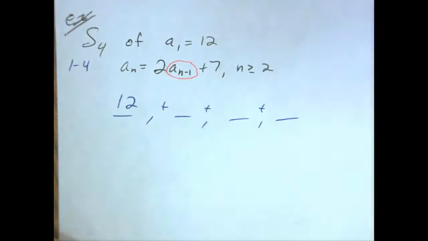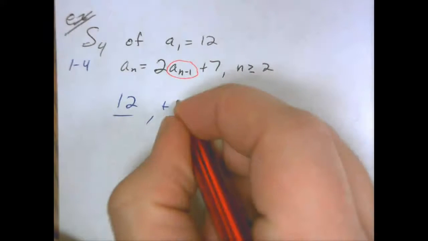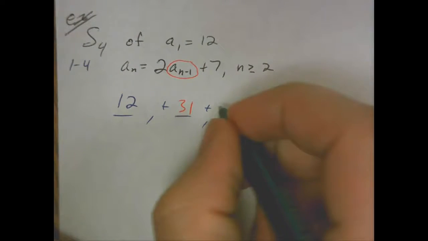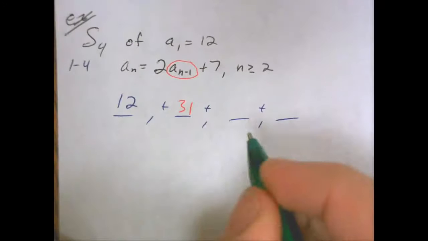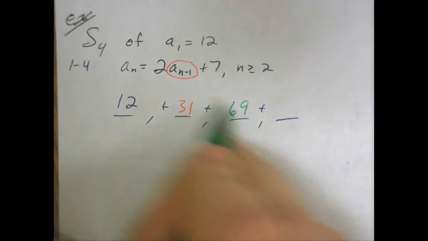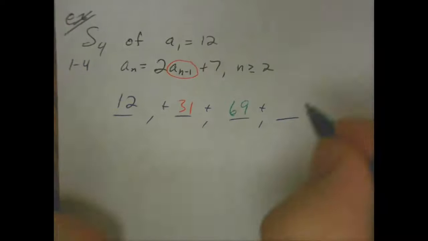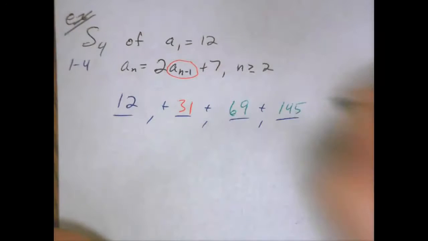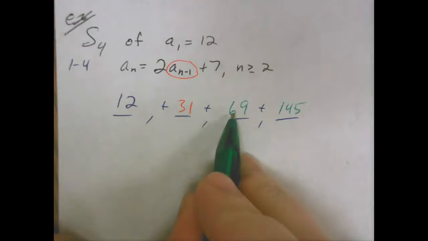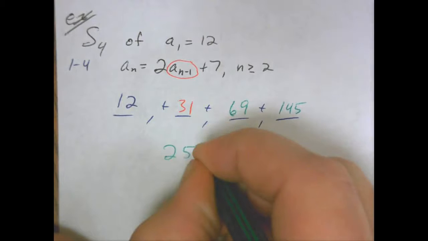If all that says is take your previous term, you have 2 times 12 is 24, plus 7 is 31. 2 times 31 is 62, plus 7 is 69. And then 69 times 2 is 138, plus 7 is 145. It's not that hard. So then just add those numbers together. 145 plus 100 is 245, plus 12, 257.